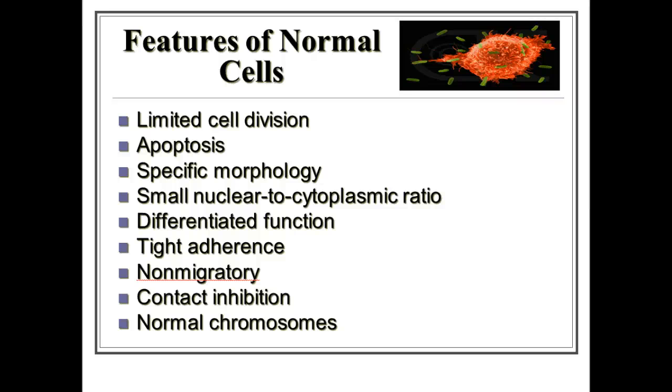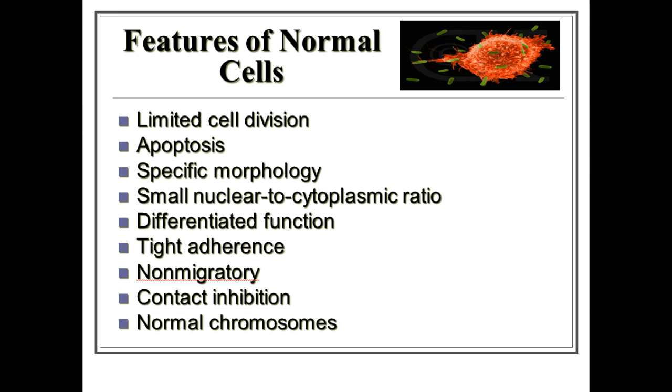As far as normal cell growth, they also have what they call a specific morphology. So, limited cell division, which means little to no cell division. They have apoptosis, which means that they are going to die off after a while. And then they have specific morphology. By specific morphology, that means the feature in which each normal cell type has a distinct and recognizable appearance, size, and shape. There's a specific way that that particular cell looks.